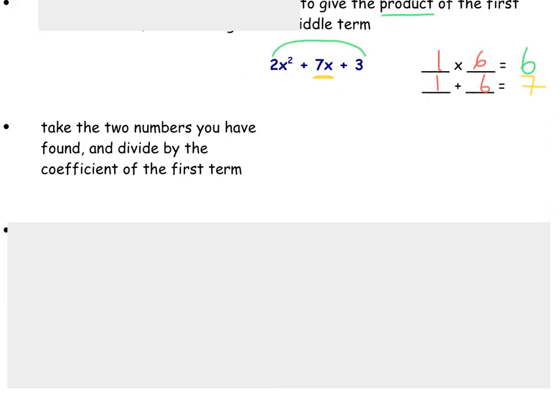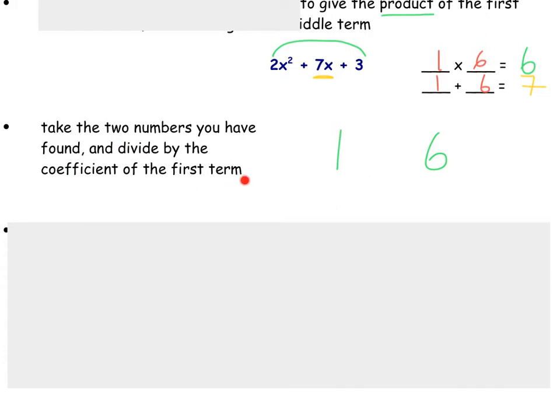So this is where things get different. I want you to take a minute to write down my instruction. It says take the two numbers you have found. So in other words, my two numbers are the 1 and the 6. Those are the two numbers that I found over here. I'm just writing them out. And you're going to divide by the coefficient of the first term.